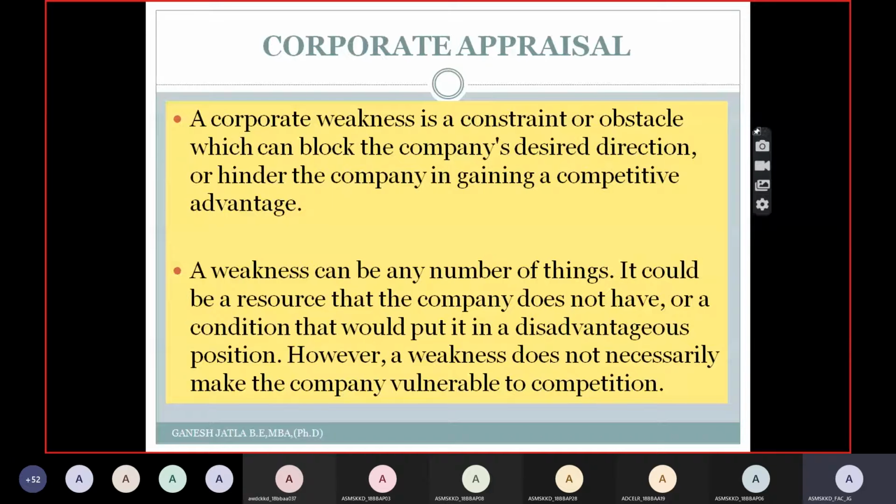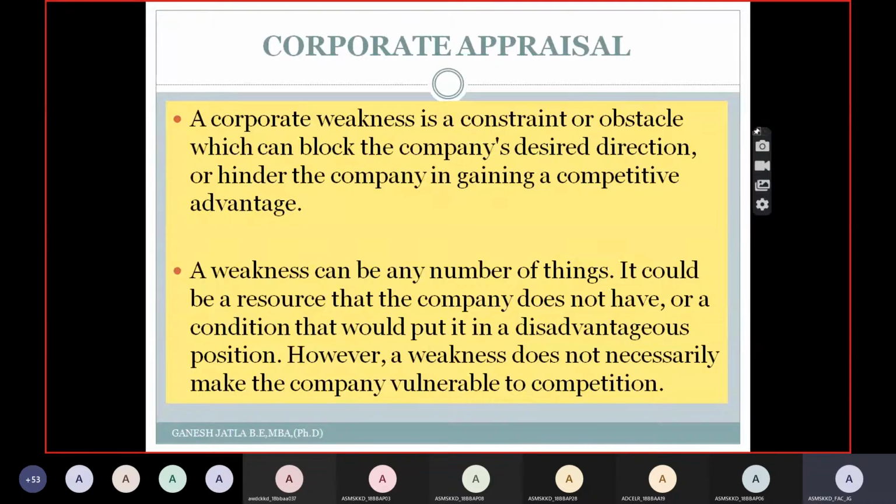For example, you don't have proper funds with your organization, then you go for giving IPOs in the market and pulling up the money from the market, or you can go with the mergers and you can go with the particular acquisitions. So these are the aspects generally you take into consideration.